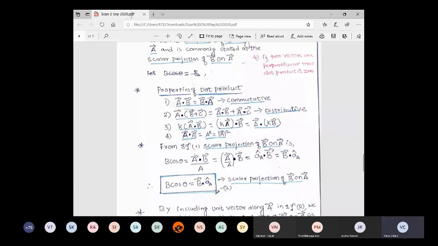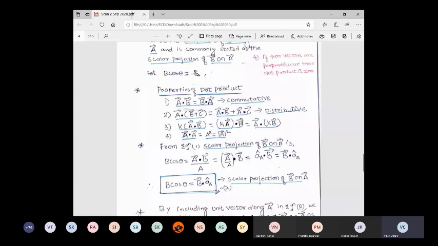Then scaling. If you scale A dot B, we can write this as K times A dot B, or first we can scale B and then perform the dot product. So please do remember this. This is also a very important property.